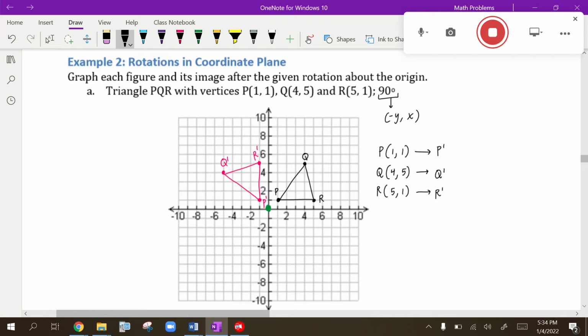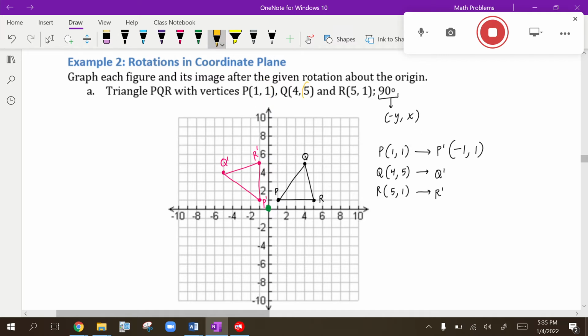Now, since it's a 90-degree rotation, I'll use the rule -y comma x. Remember, that means multiply the y value by -1, then switch the x and the y. So, for example, for the image of P, the first step is multiply the y value by -1. 1 times -1 is -1. After I do that, I have to switch x and y. So the image of P is going to be -1 comma 1.